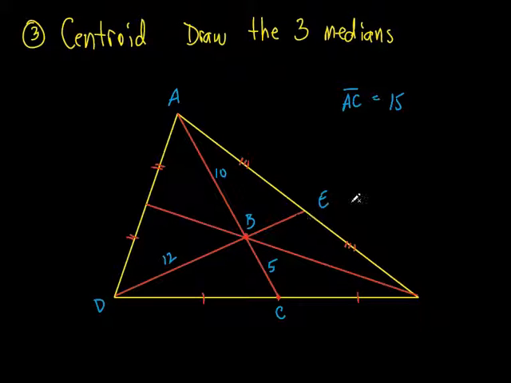Could you find BE? 6. Yeah, because they gave you the longer one, right? The longer one went where? From the vertex to the point in the middle, right? The centroid. So if that's 12, this is the shorter one, that's got to be 6, right?